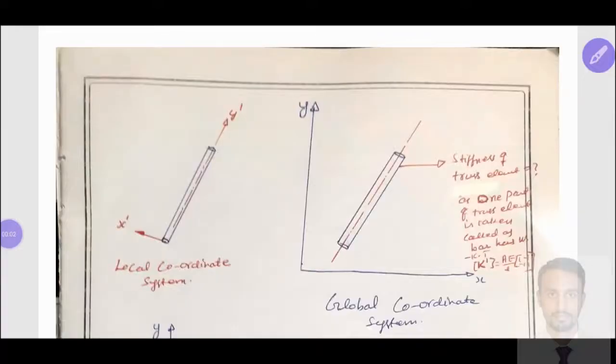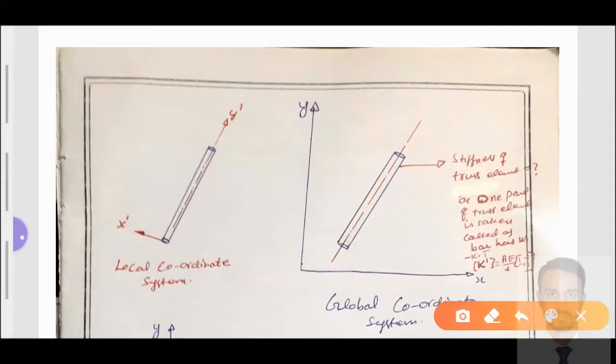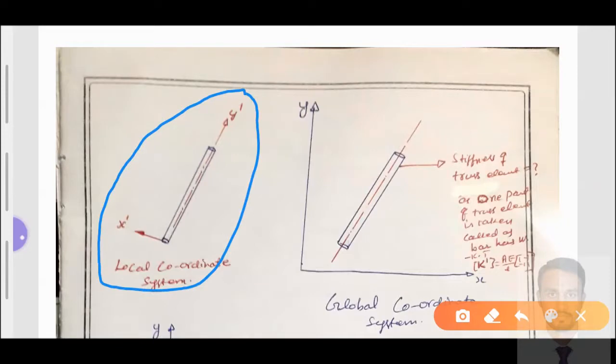Now we'll consider this separately, step by step. See here, as I have shown in the last diagram, this is represented in a local coordinate system. What we need to find out is the stiffness matrix of the truss element as one part of the truss element.